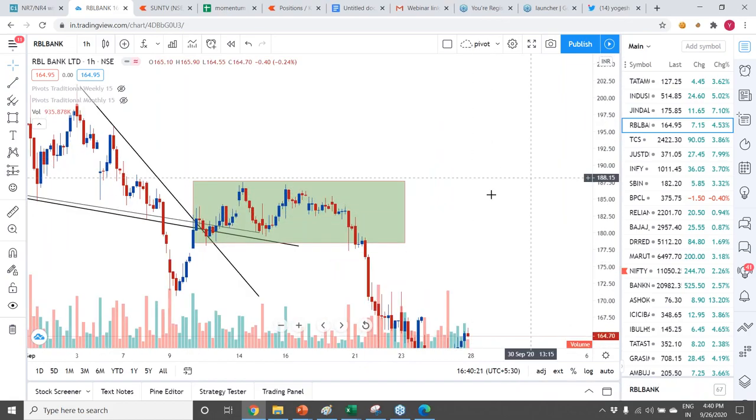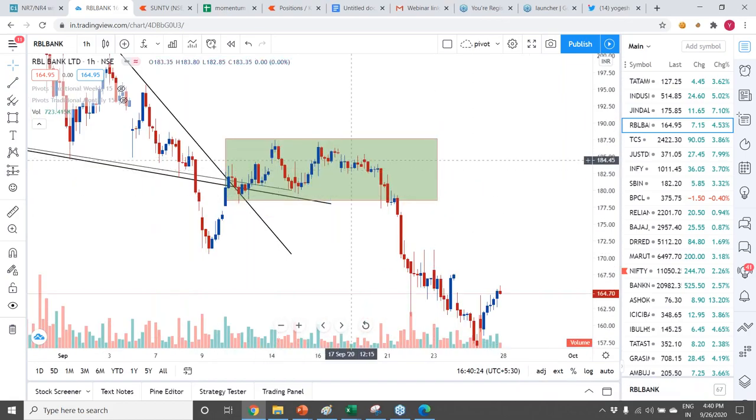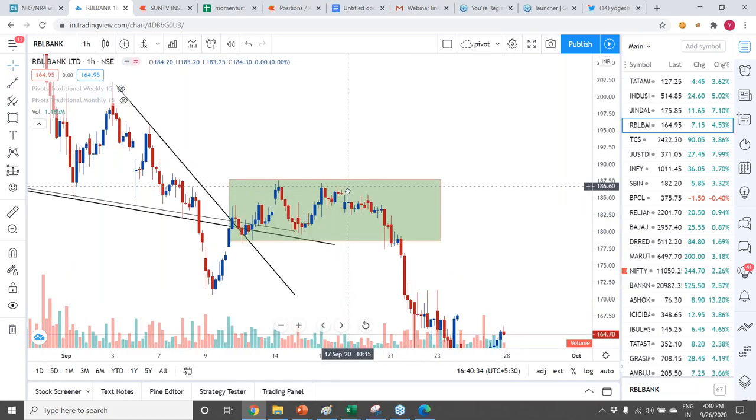Now again here, we can see the rectangle. This gave a lower breakdown. You can see this wick is high, but this closed here. So we can take entry here, and this achieved comfortably.